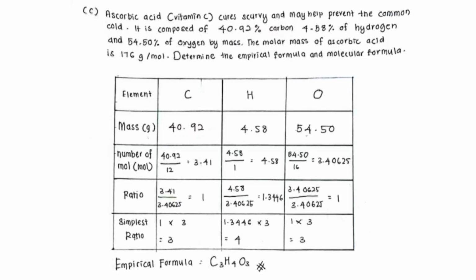So first, we need to make a table which consists of element, mass, number of moles, ratio, and also simplest ratio. For the elements, we have carbon, hydrogen, and oxygen. For the mass of carbon, we get from the question 40.92, which is 40.92%. And then for hydrogen, the mass is 4.580, and for oxygen, the mass is 54.50.